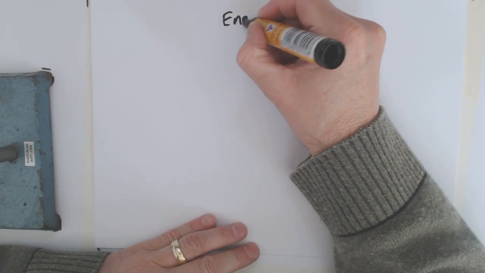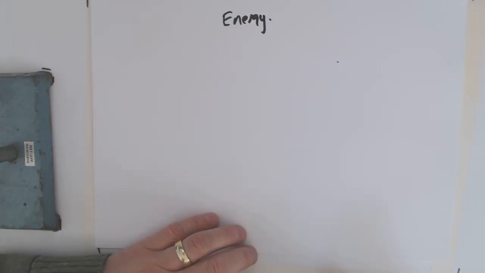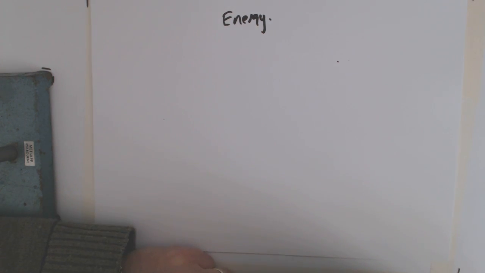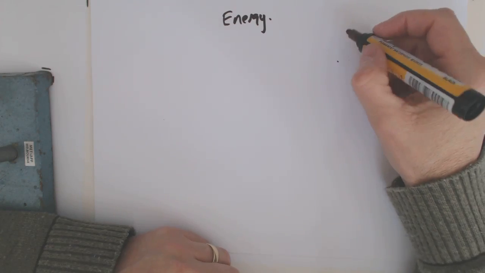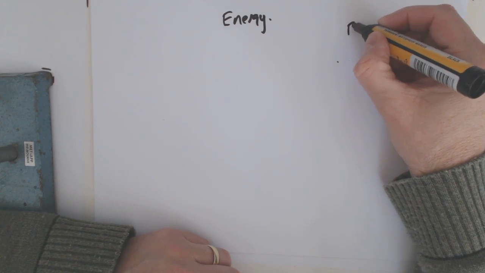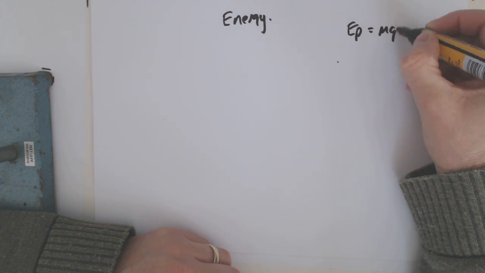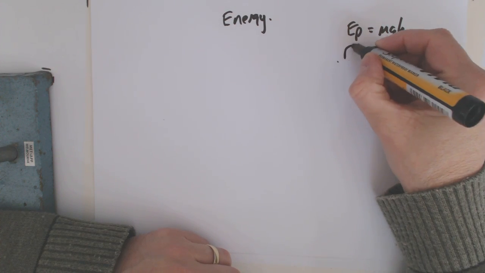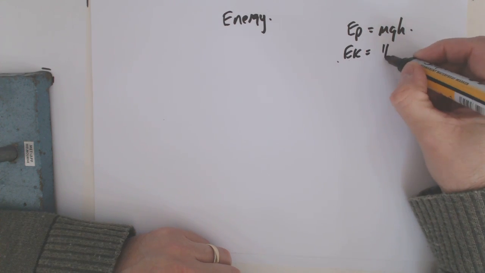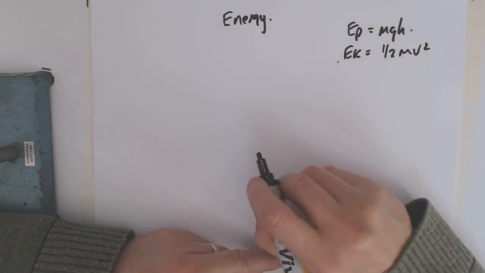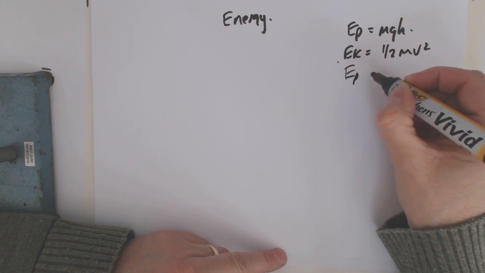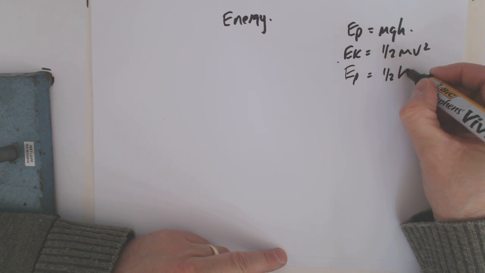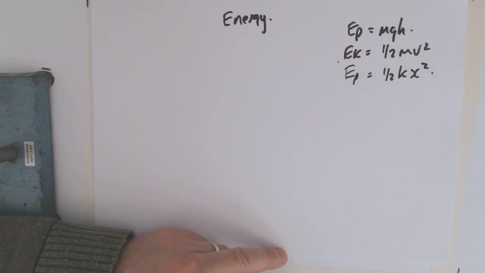We're into the third unit on the mechanics, and what I want to start by talking about is energy, and you've already done a little bit of that in your previous science. We all know about gravitational potential, mgh. Kinetic is half mv squared. We've learned about a new one with springs. This is potential elastic, which was 1/2 kx squared.